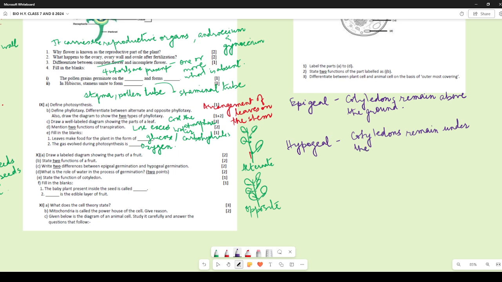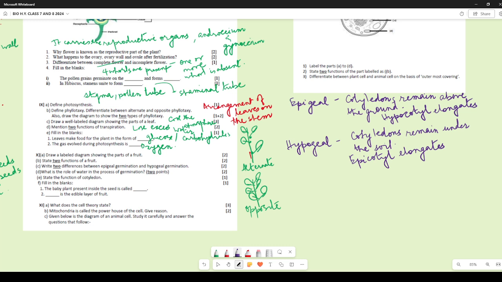Right. Under the soil. So it should actually be that the cotyledons come out above the ground, or the cotyledons rise above the ground. In epigeal germination, the hypocotyl elongates. It is due to the elongation of this hypocotyl that the cotyledons come out. Whereas in hypogeal germination, the epicotyl elongates, because of which the cotyledons are pushed underneath. They remain under the soil, right?